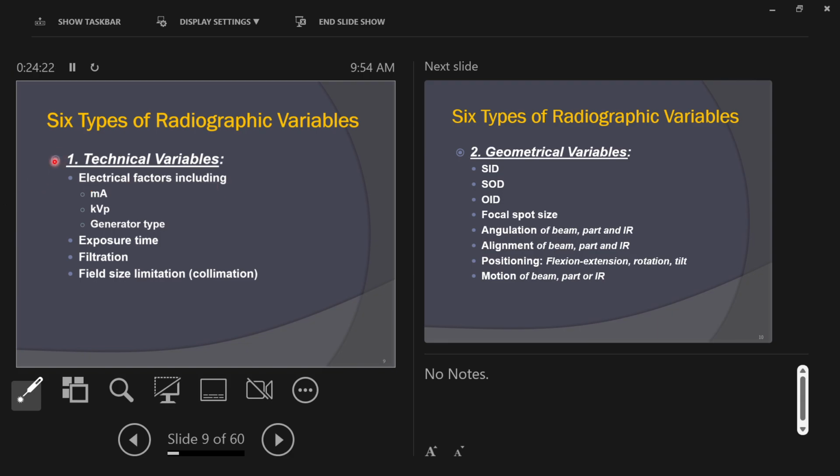So this first category, category 1, are called technical variables. These are things that you can, in principle, change at the control panel or on the X-ray tube that affects the image. So let's talk about each one and give a brief explanation.